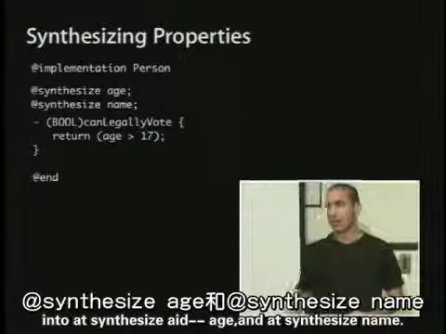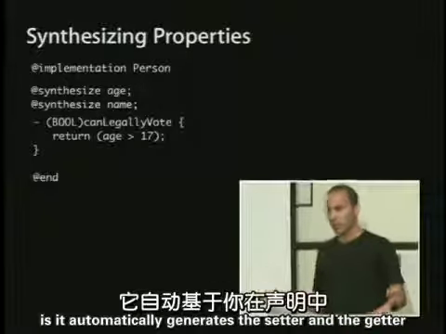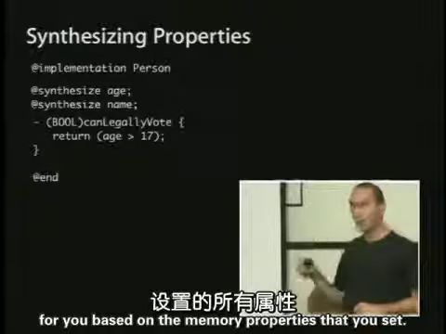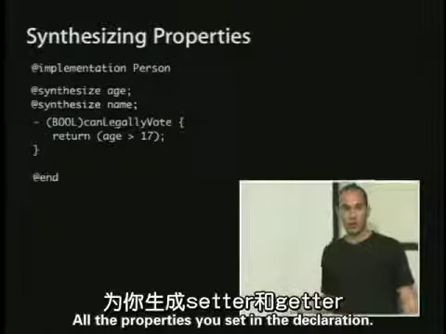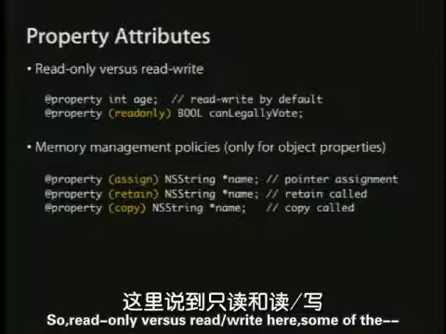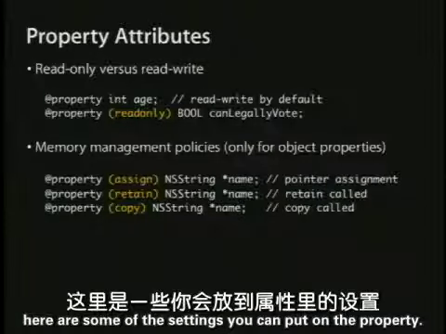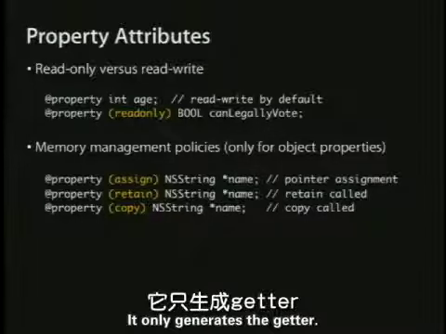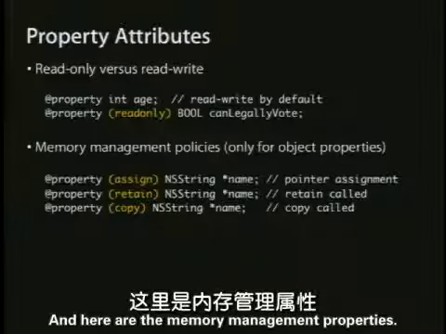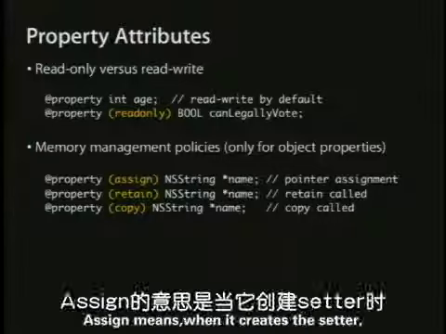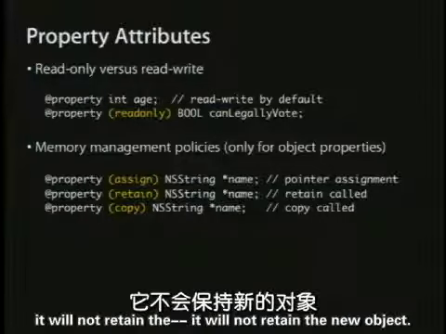Okay, so let's look at the implementation now. We've written all this code. I just finished telling you how to do all this. We're going to make it a lot smaller now. Instead of writing the setter and getter for age and the setter and getter for name, we're going to reduce this down to 2 synthesize calls. So we've taken all that code and turned it into @synthesize age and @synthesize name. What that does is it automatically generates the setter and the getter for you based on all the properties you set in the declaration.